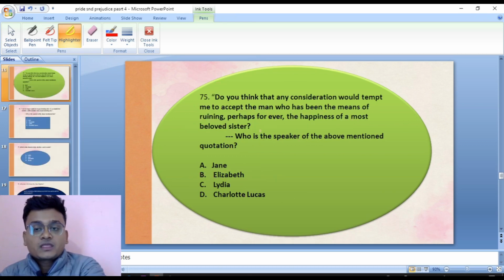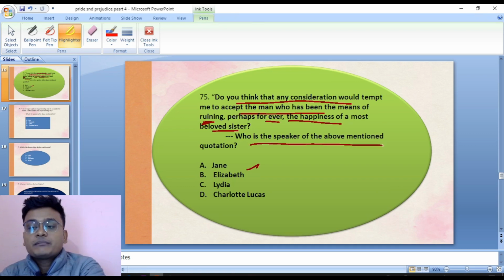Now 75. "Do you think that any consideration would tempt me to accept the man who has been the means of ruining, perhaps forever, the happiness of a most beloved sister?" So who was the man who was ruining here? Actually, Darcy was the man who was ruining the relationship between Mr. Bingley and Jane. So who is the speaker of the above mentioned line? Again, Elizabeth was saying this line when Darcy was ruining the relationship between Mr. Bingley and Jane. So Elizabeth is the speaker.